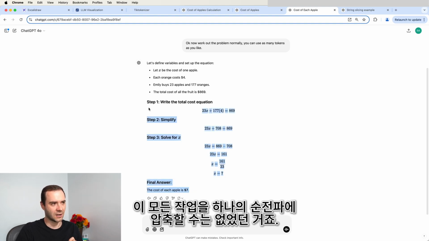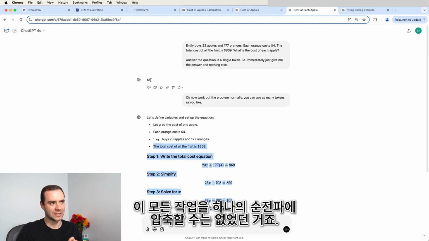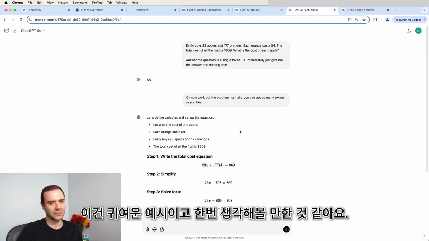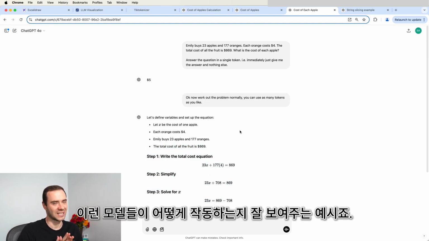And it just couldn't squeeze all of this work into a single forward pass of the network. So I think that's just a cute example and something to think about. And again, I think it's elucidative in terms of how these models work.